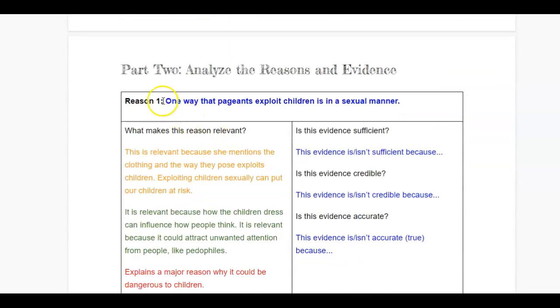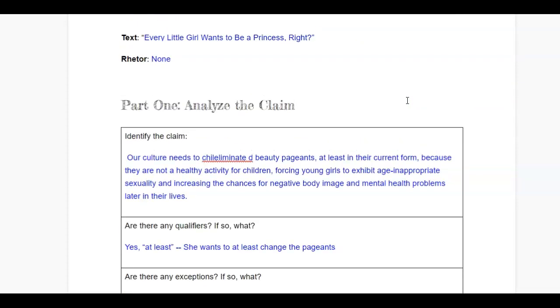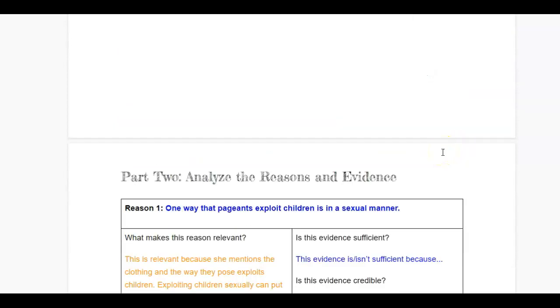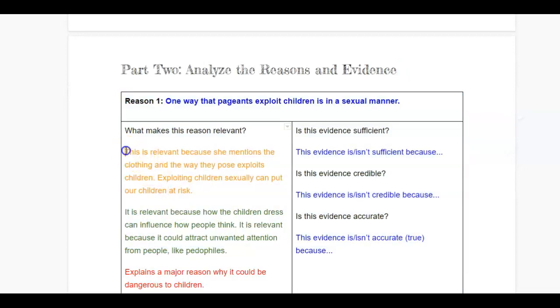So in part 2, I already have the reason that she stated, right? We have our subclaim number 1. So then in my paragraph, I could say, the first reason the author gives to support, and then I could talk about the first reason. Copy and paste that in. So I could copy and paste, here's her reason. So if you already answered your question in a complete sentence, like we did here, this is relevant because, then I could literally just copy my answer and put it up into my paragraph.